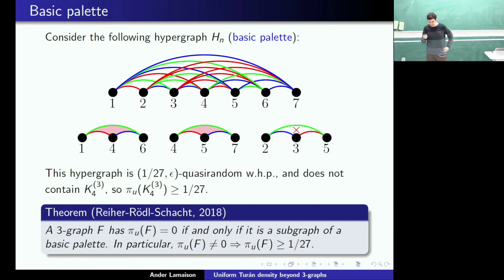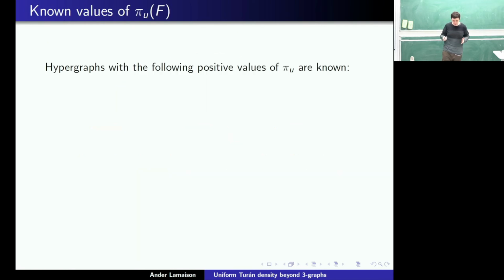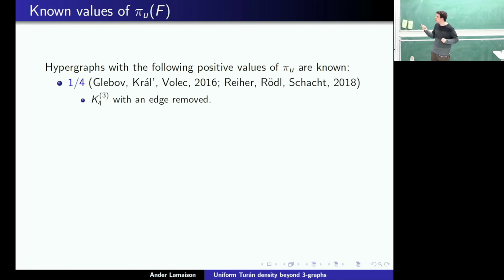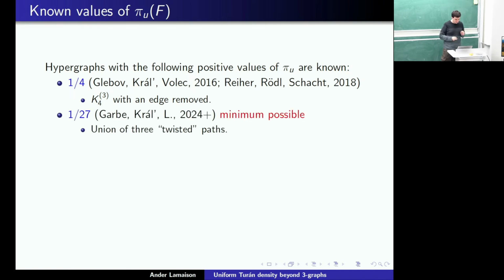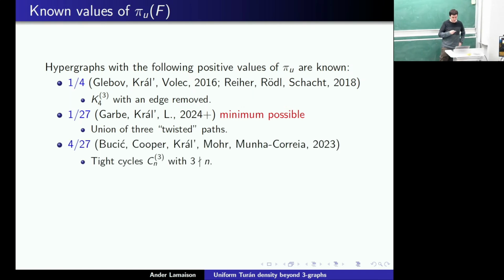So what values does the uniform Turán density take? Certainly it cannot take all values between 0 and 1. Well, for 3-uniform hypergraphs, there are 4 values that are known. We have 1/4, which was first proved by the first set of authors using a computer-assisted proof, and then by the second set of authors just without a computer. There's the 1/27, which as I mentioned is the minimum positive value. There's 4/27, which is achieved by tight cycles.